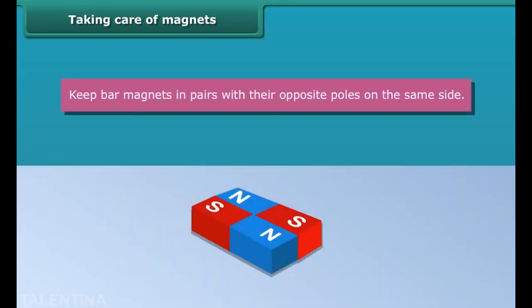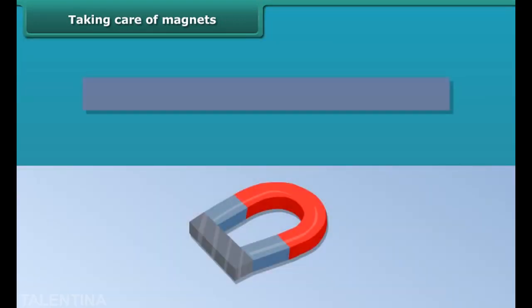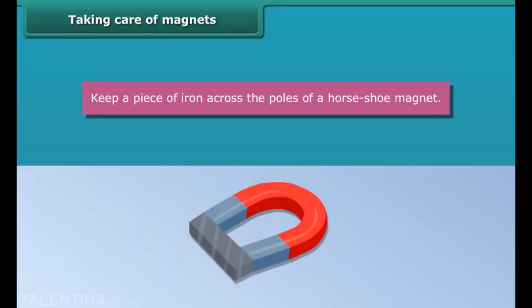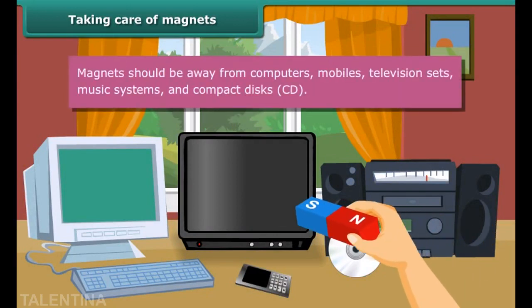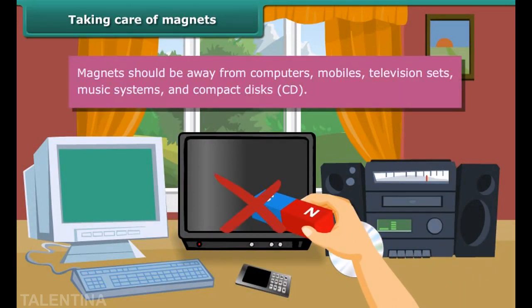Keep bar magnets in pairs with their opposite poles on the same side. Use wood to separate them. Keep a piece of iron across the poles of a horseshoe magnet. Magnets should be kept away from computers, mobiles, television sets, music systems, and compact discs.